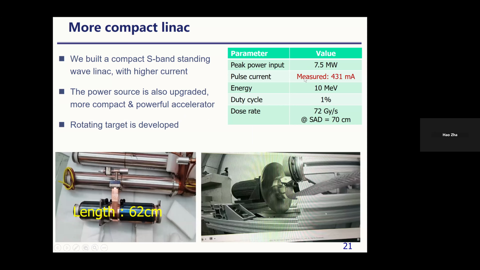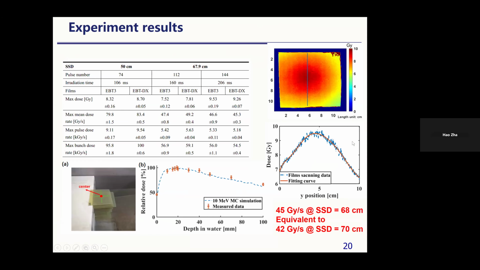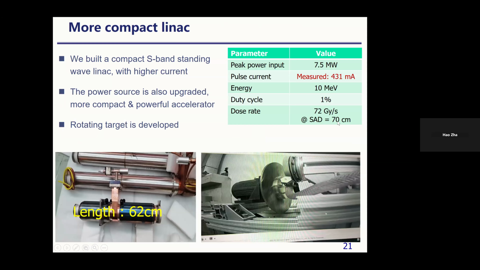As shown in the table, the energy is still 10 MeV, but the beam current is much larger, about 413 milliamps, which is about 1.5 times the previous one, which was only about 300 milliamps. So the dose rate at 17 centimeters can be achieved at 72 grays per second. And we also made very big improvements.